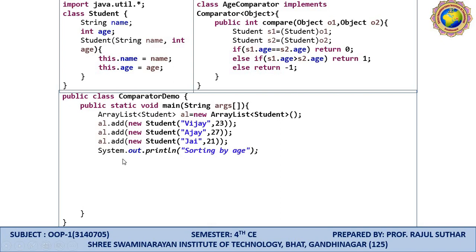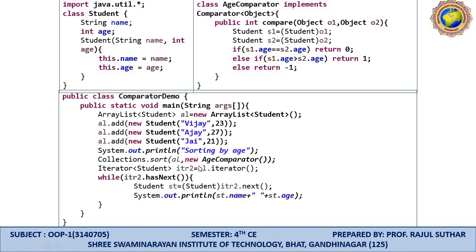System.out.println("Sorting by age"). This will sort by age: 21, 23 and 27. Collections.sort(AL, new AgeComparator()). This AgeComparator will be checked. The comparator will check this type of condition: if both are equal, or if S1 is greater than S2 or less than S2, so it will be -1. So Collections.sort(AL, new AgeComparator()).